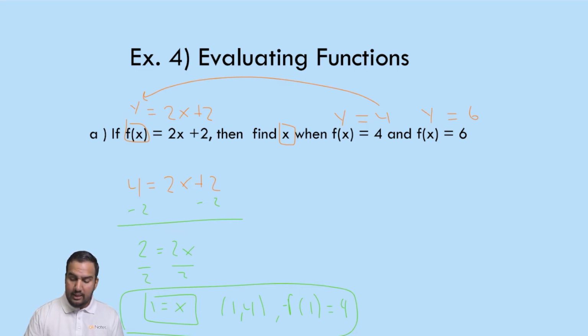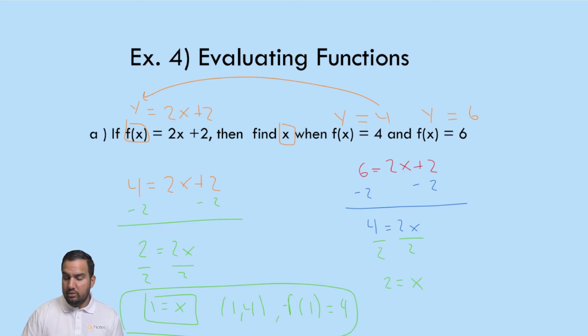Let's try the last one on this slide. What is y equal to 6? Where are we going to plug this in? We're going to substitute this into the y. So it's going to be 6 is equal to 2x plus 2. I'm going to solve for it. So what am I going to do? I'm going to subtract 2 from both sides. 6 minus 2 is 4 equals 2x. Let's divide both sides by what number? By 2. And I'm going to get 2 is equal to x.